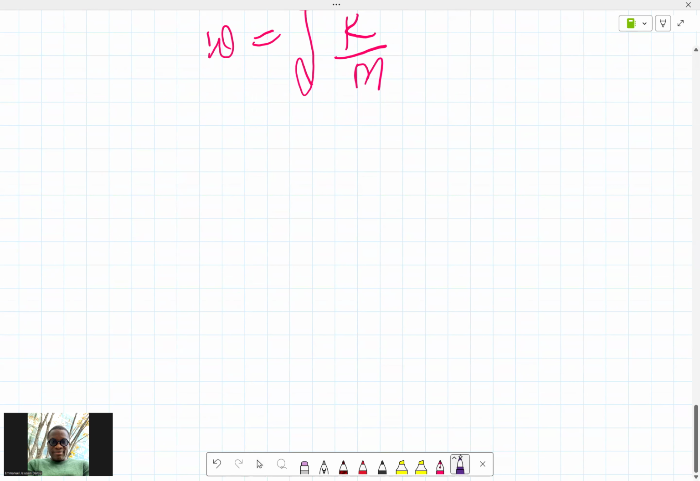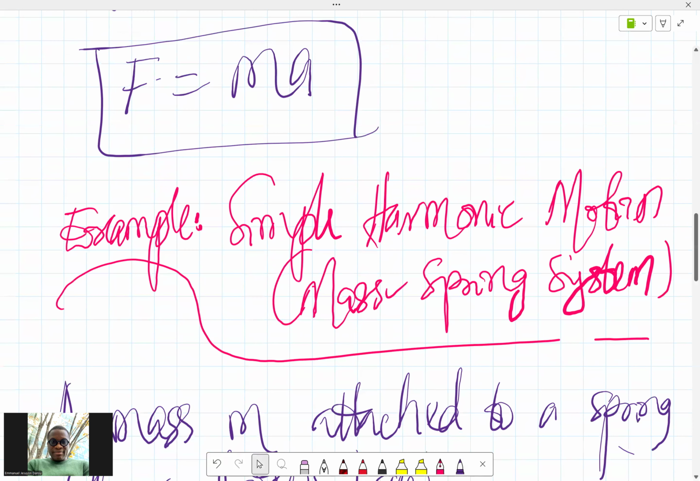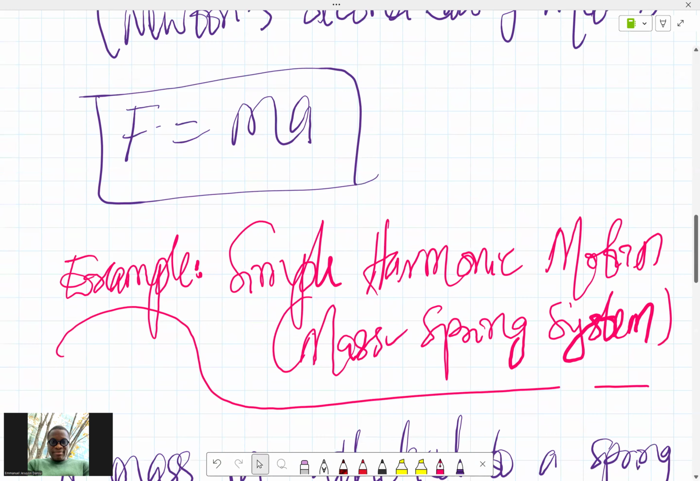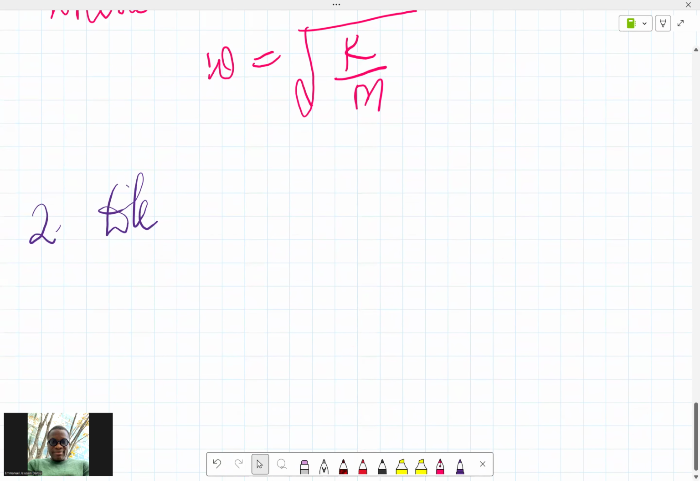Then we also have applications for this in electrical circuits.